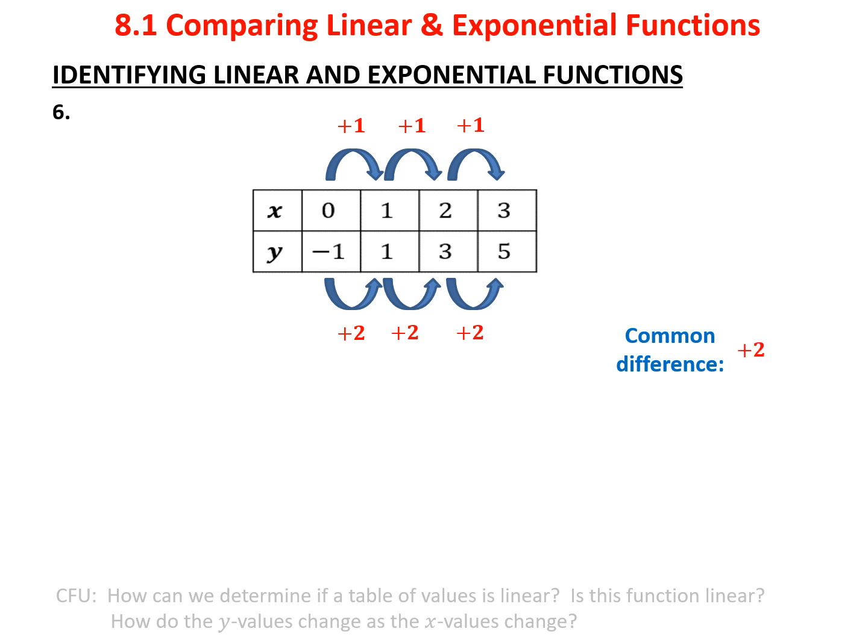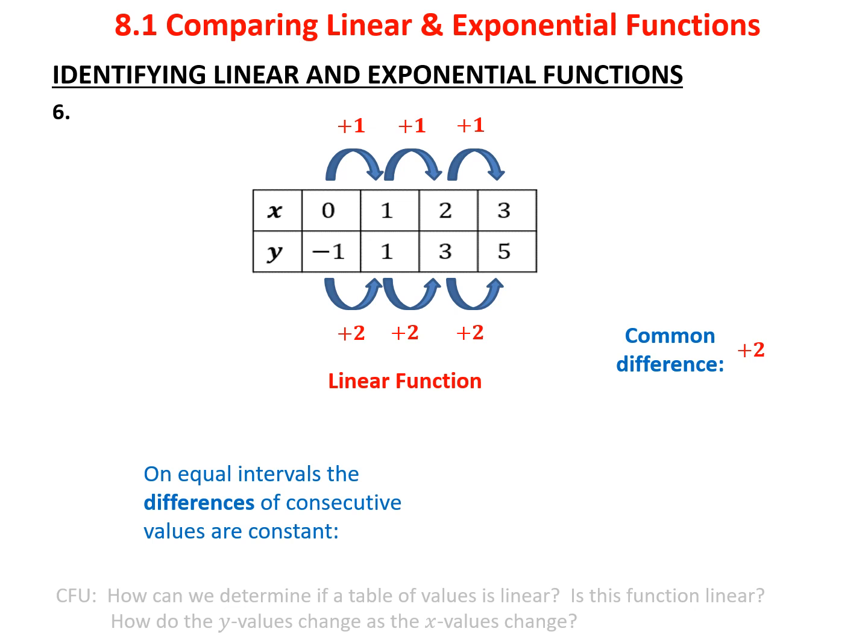When you have that, we have a common difference between the numbers, and that means this is a linear function. On equal intervals, the differences of the consecutive values are constant. 1 minus negative 1 is 2. 3 minus 1 is 2. 5 minus 3 is 2. Constant difference, common difference, that makes this a linear function.